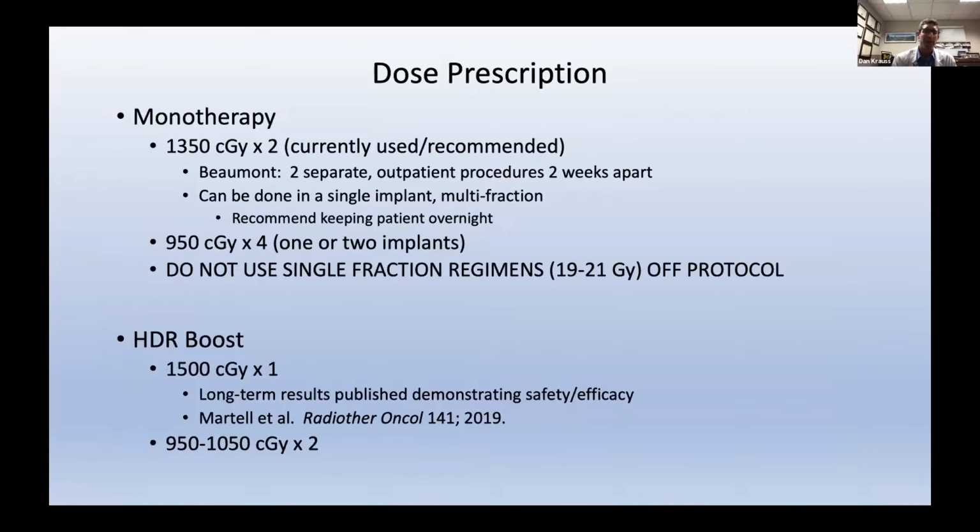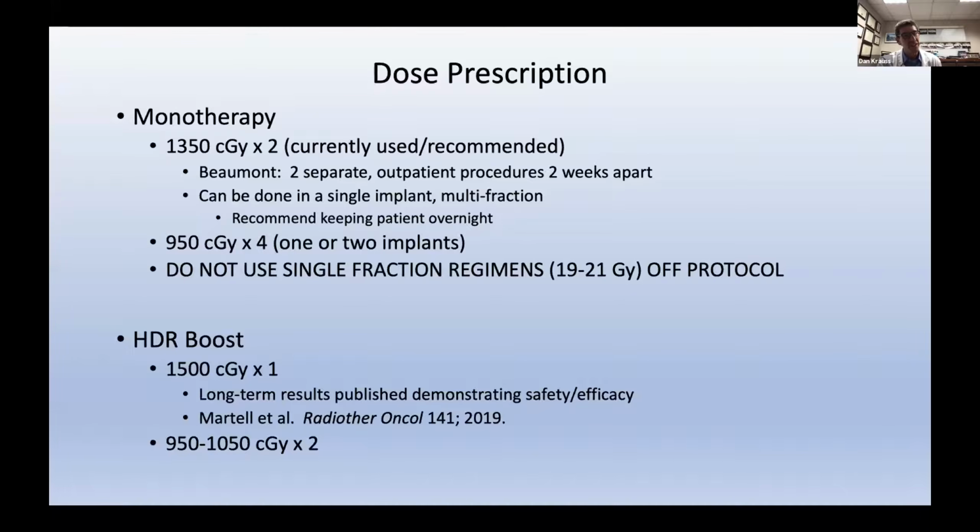So dose prescriptions, I'm not going to spend a lot of time on this. This is just sort of textbook stuff. Monotherapy standard dose 1350 times 2. This is what we do at Beaumont. We typically do it in 2 separate implants separated by 2 weeks. It can be done in a single implant.